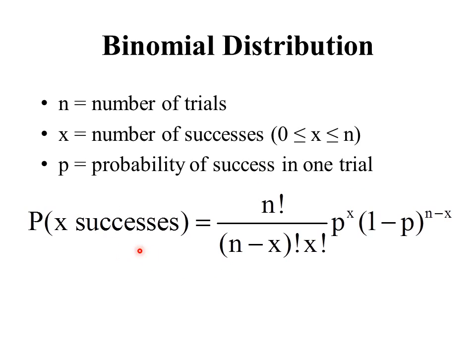And a formula for calculating the probability of X successes is given by this rather scary looking formula. This is read n factorial divided by n minus x factorial times x factorial, times p to the x times 1 minus p to the n minus x.